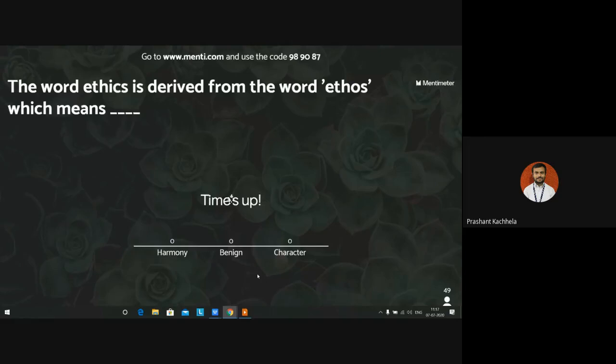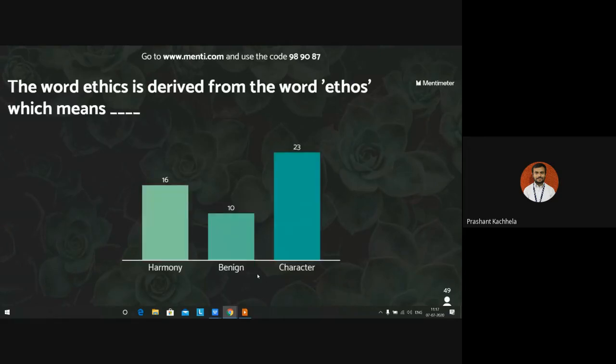Let's see the answer. What majority of you are thinking? Okay, majority of you are thinking character, and the correct answer is character. There are many people who think harmony is also the correct answer, as well as the second answer. There are 10 people who think that, but the correct answer is character. We'll talk about it in our next lecture. Let's go for the next question.